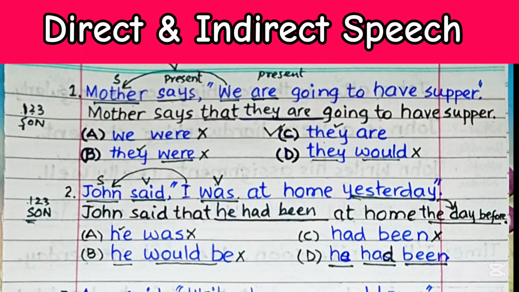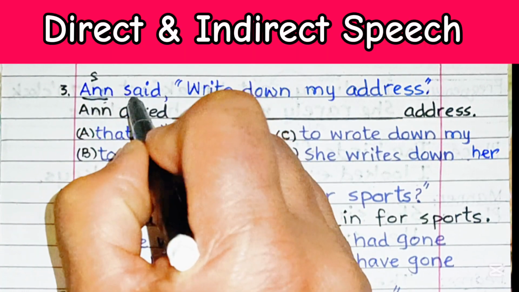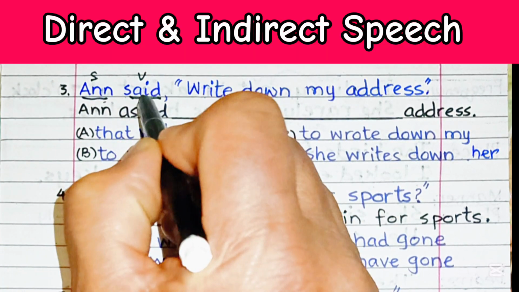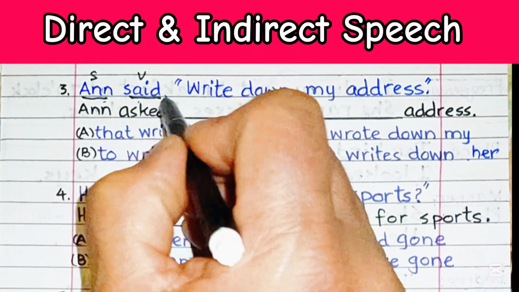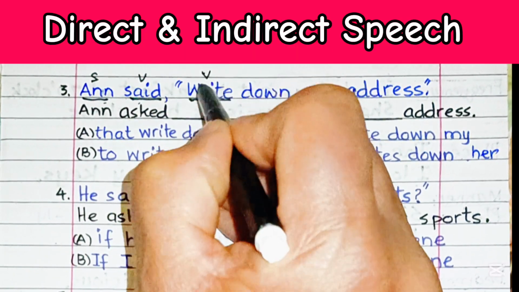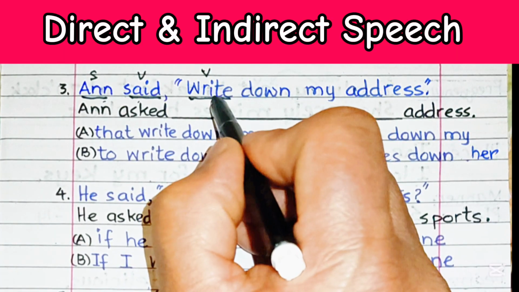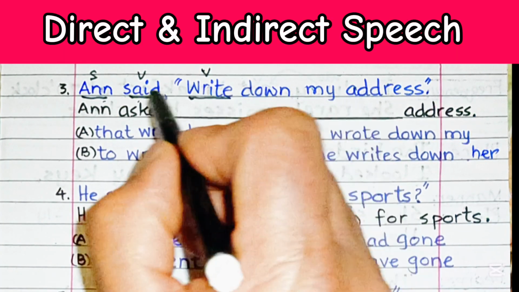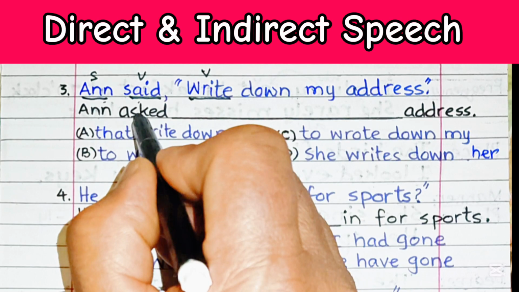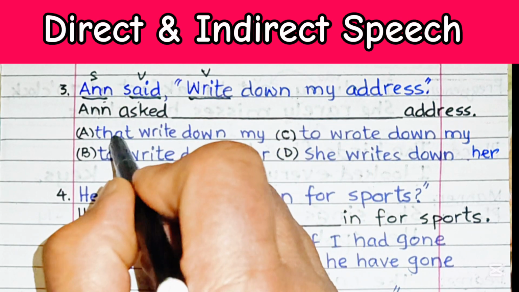Anne said, write down my address. Anne is the subject of the reporting speech and said is the verb, that is in past tense. Then the reported speech starts with a verb, that is the main verb, write down my address, so it is an imperative sentence. Anne asked. Once there is an imperative sentence, then we put to.